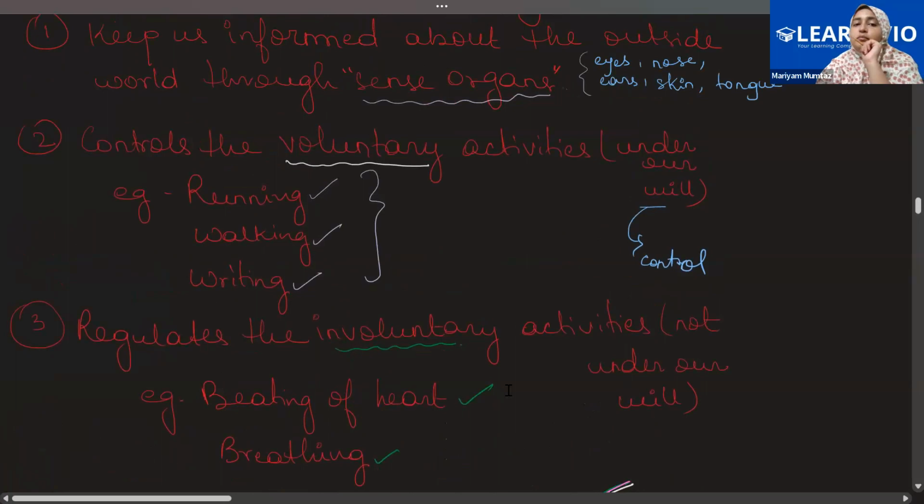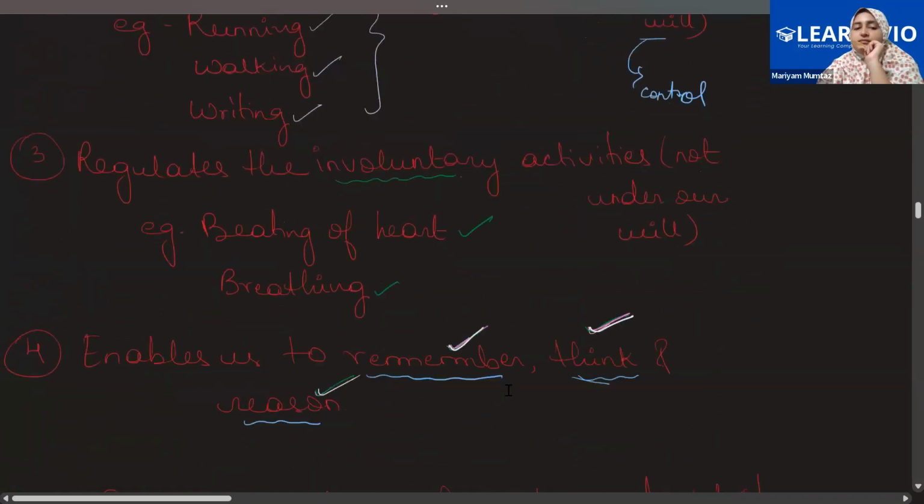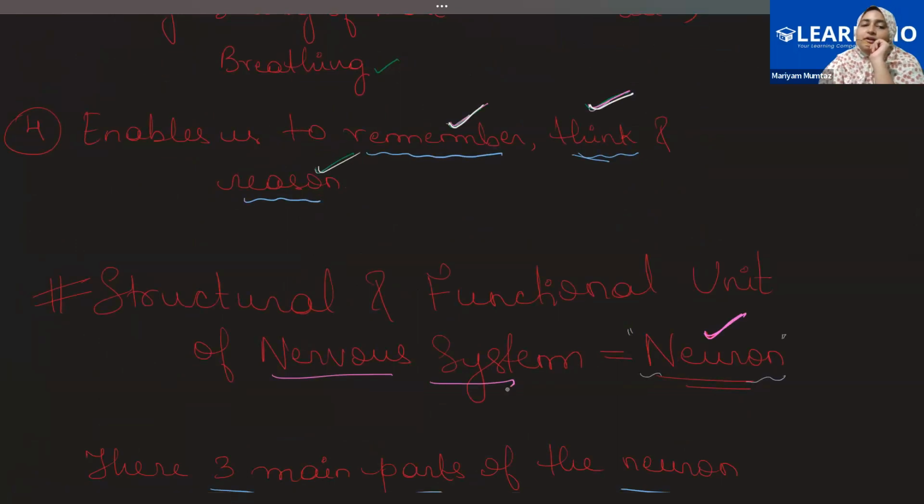So these are the four main and the most important functions of the nervous system. Now, apart from all of that, we know that the nervous system also regulates the other systems that are there in the body, like our digestive system, then our respiratory system, reproductive system, all of these systems are regulated by the nervous system only.